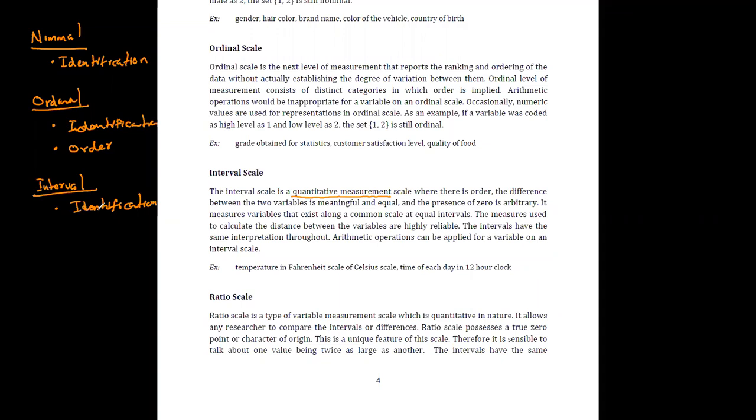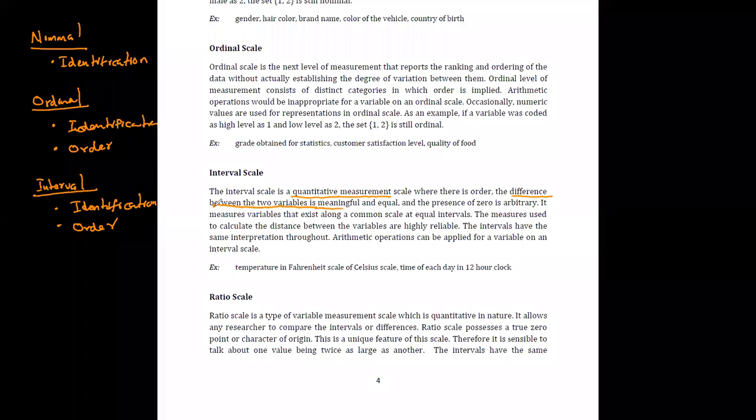Thereafter, if you compare 70 degrees with 20 degrees, then you know that 70 is higher than 20. Therefore, we can say that there is an order as well. So the interval scale of measurement has a logical order. And the next important thing: the difference between two variables is meaningful and equal.